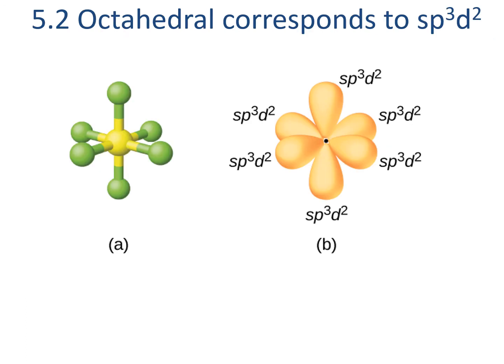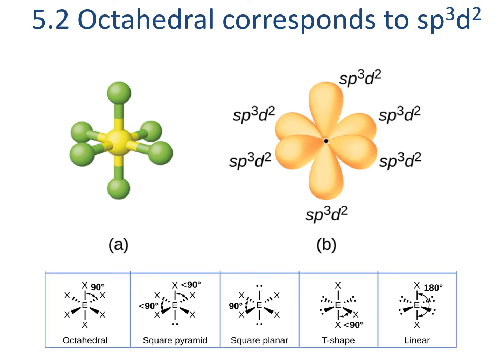Octahedral conformations correspond to sp3d2 arrangements with 6 degenerate orbitals. The other geometries that have octahedral overall configurations but have one or more lone pairs still will have the same sp3d2 hybridization.